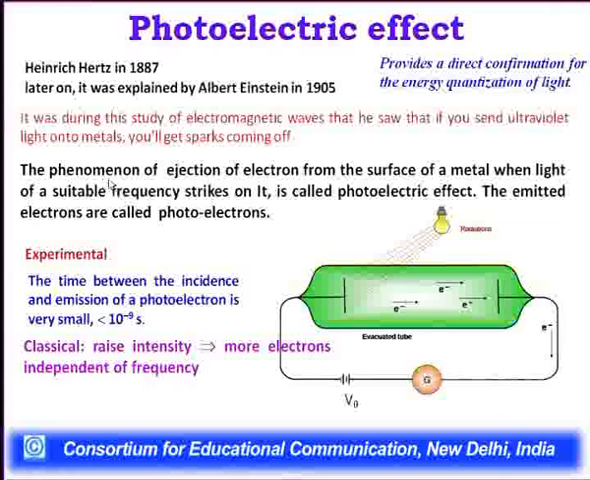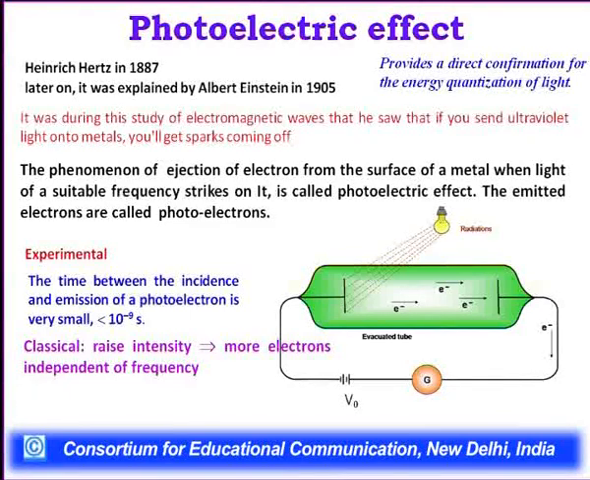The photoelectric effect is basically a phenomenon of ejection of electrons from the surface of a metal when light of suitable frequency strikes it. The emitted electrons are called photoelectrons, and the effect is called the photoelectric effect. It was discovered by Hertz in 1887, and later it was explained by Einstein in 1905, which provides the direct confirmation of the energy quantization of light.